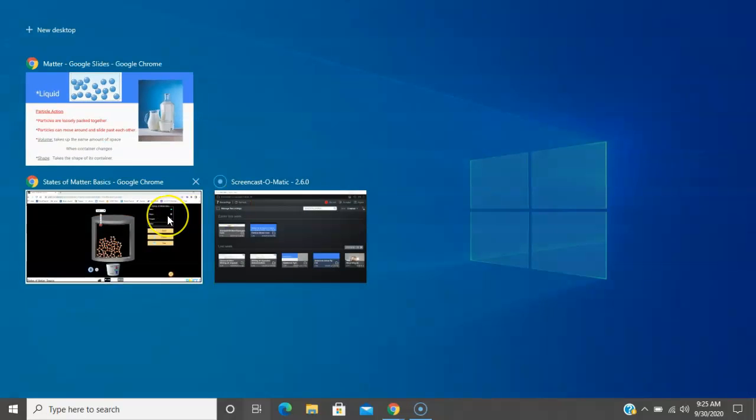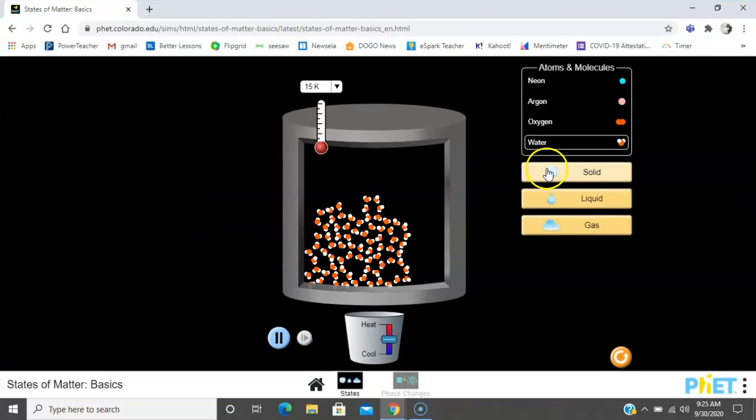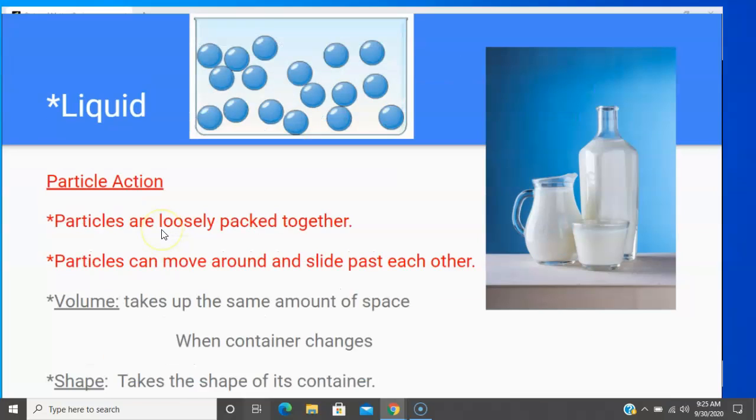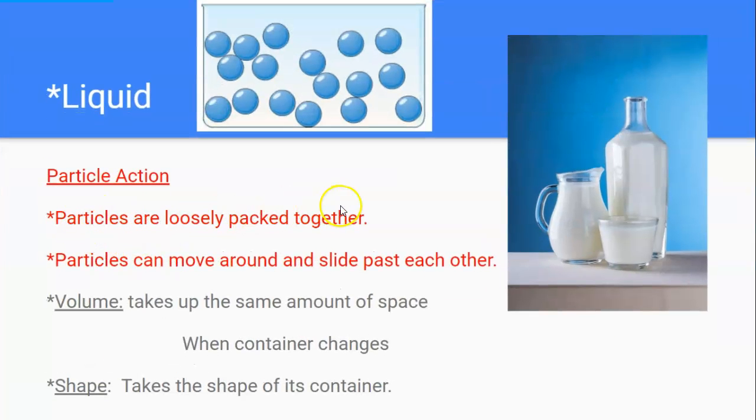Let's look at our virtual model over here. So let's change this from a solid to a liquid. Now you can see the particles are moving around much faster and they can slide past each other, which makes a liquid a liquid. It sloshes around. You also notice it's not filling up the whole container though, right? Gravity is keeping these particles down at the bottom of the container. So particle action: the particles are loosely packed together and they can move around and slide past each other.